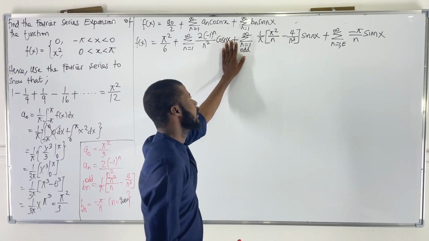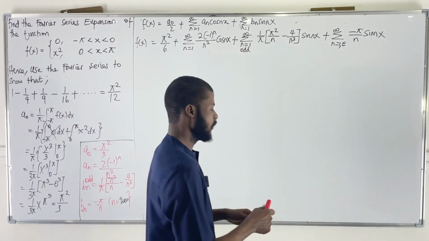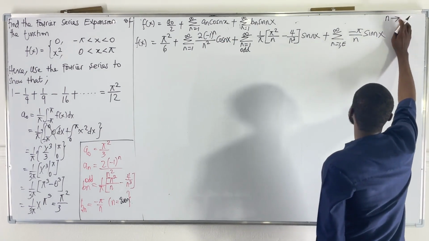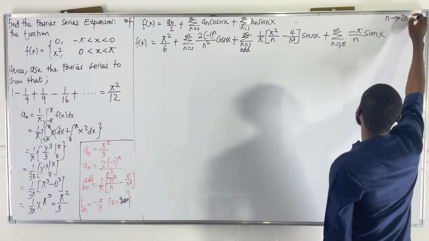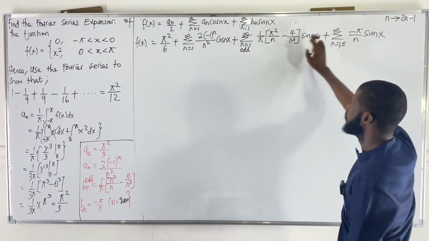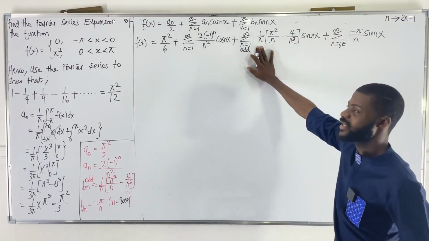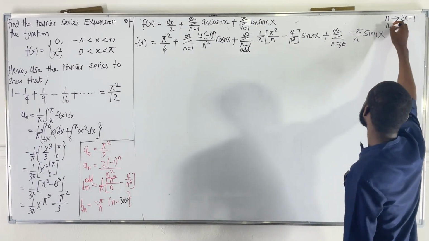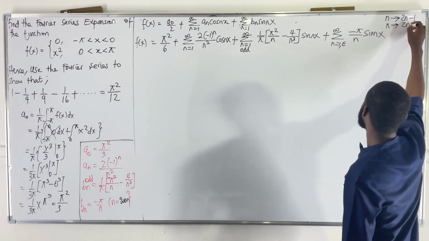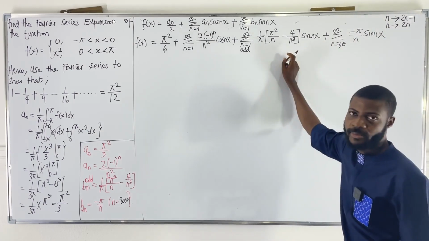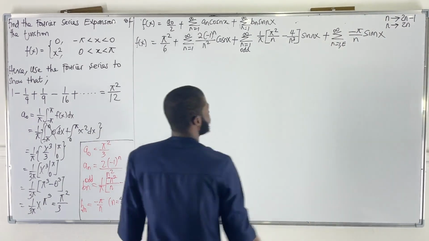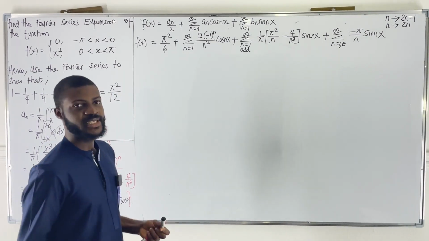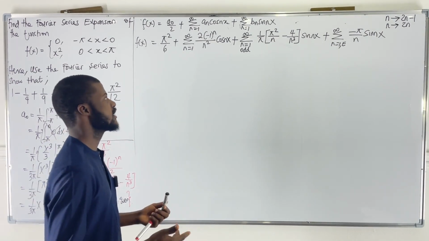But like I said earlier, there's a way to avoid this. If you replace all the n with 2n minus 1, it means you'll be picking the odd numbers only. Then if you replace n with 2n, you will only be getting the even numbers. So there are different ways to do this. If an equation says in terms of n, what is our Fourier series?